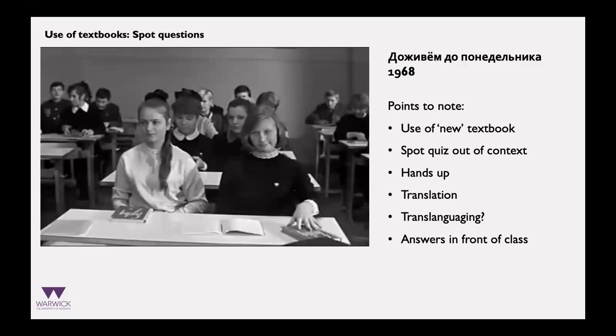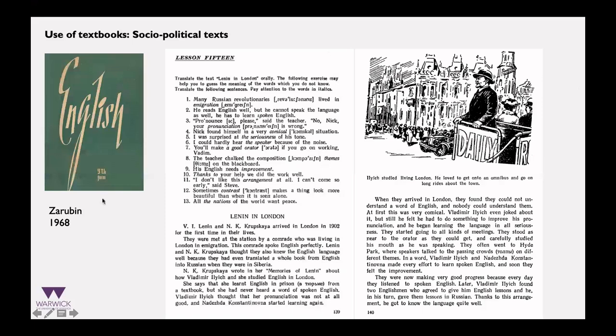Now, I say here that this is a new textbook. This film is 1968, and by doing a little bit of investigation and watching several scenes of this film, possibly too many times, this is in fact the book English, Ninth Form by Zarubin from 1968, so a brand new book that they were using here. So really this is a kind of idealized classroom using the most up-to-date textbooks.